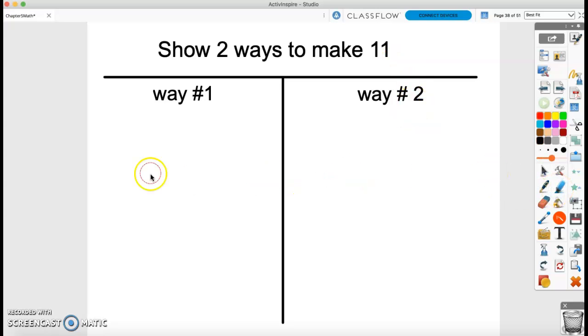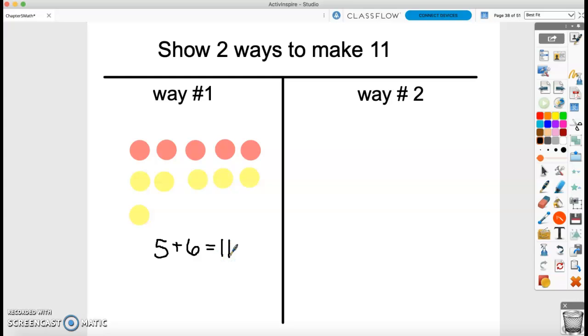So I'm going to get my counters and I'm going to put down 1, 2, 3, 4, 5. I'll draw 5. And I'm going to draw some yellow, so 6, 7, 8, 9, 10, 11. So now I'm going to write my number sentence to show 2 different ways to make 11. And I have 5 red plus 6 yellow equals 11 altogether. So another way is I'm going to choose a different way.